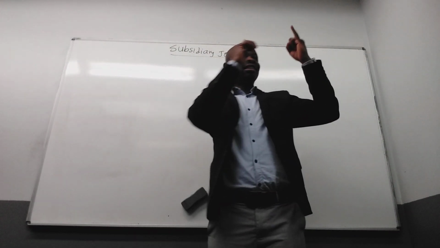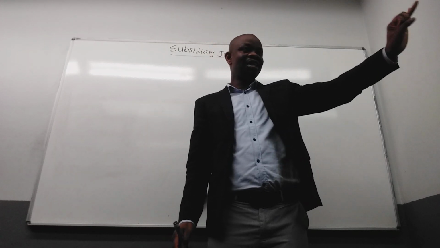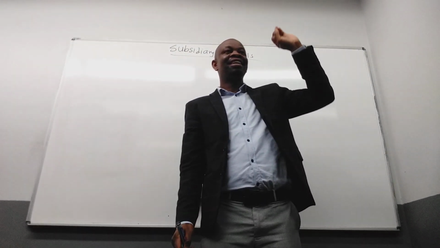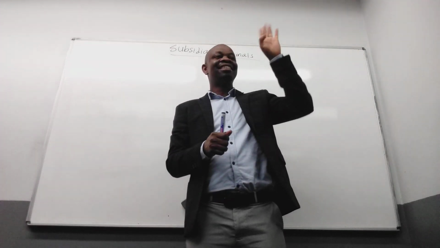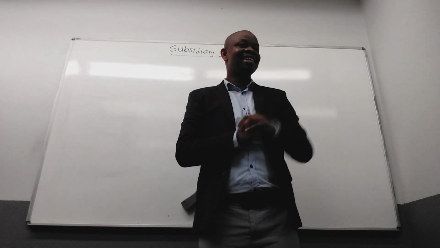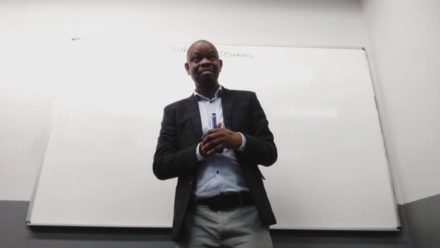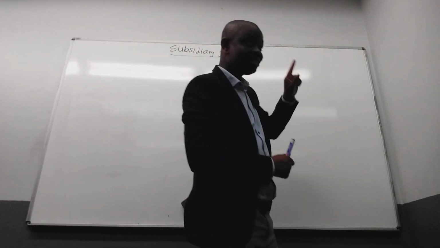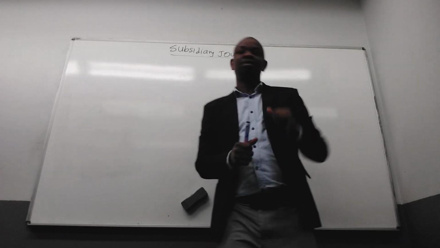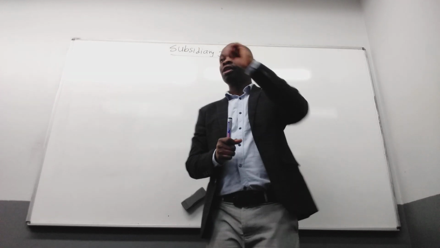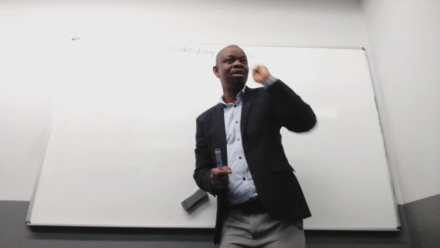Accounting cycle: transactions, source documents, subsidiary journals, general ledger, trial balance, and financial statements. Out of that cycle, which topics did we encounter? We know transactions. We know source documents.